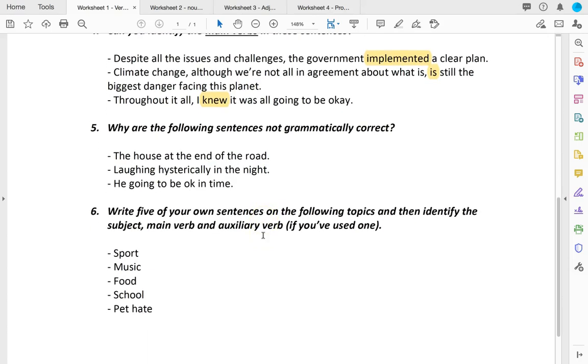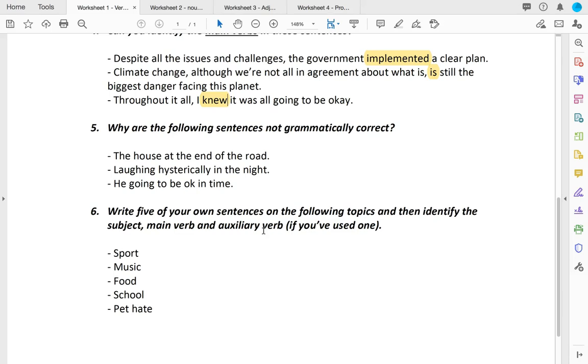Number 5, why are the following sentences not grammatically correct? The house at the end of the road, laughing hysterically in the night, he going to be okay in time. Now, the house at the end of the road is not grammatically correct because it's a subject without a verb. We don't know what is happening. We don't know if the house at the end of the road is surrounded by police cars.